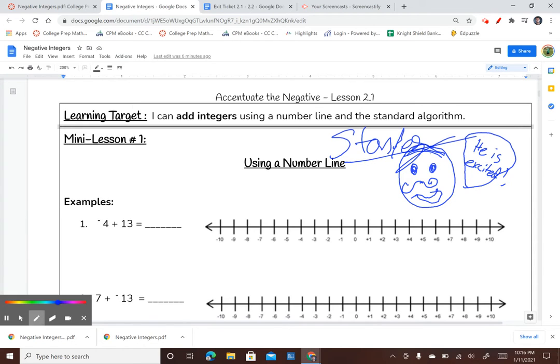Now, when I'm looking at my positive numbers here, for example, positive 13, I'm telling Stanley to do what? Take 13 steps in which direction? Forward, right? Because it's positive 13. And then I have my negative 4 here. If I'm telling Stanley to take negative steps, which direction is he going to be moving? Backwards.